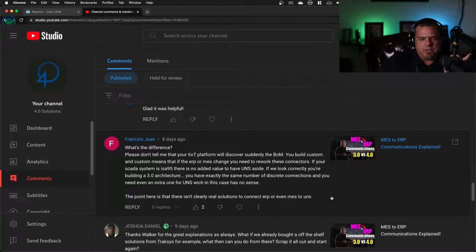He says you build custom, and custom means that if the ERP or the MES changes, you need to rework these connectors. No, we don't have to rediscover the bill of materials. The change to the BOM we're going to see. All right, we will see that, but we still have to map it. We'll have to go in and say this delta, these three new parameters, topics, or tags, now belong in this place in the namespace.